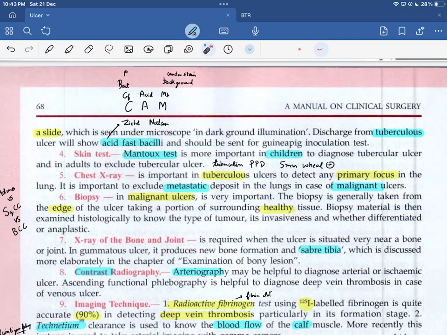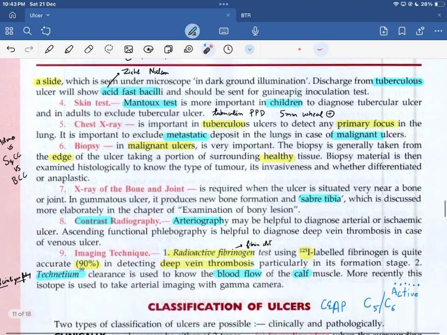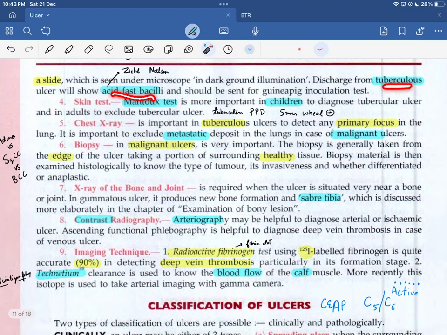So the primary stain is for the bacteria, right? And the counterstain is the background. So it will be literally pink over blue, right? So that is the acid fast bacteria, and tuberculosis is the main acid fast bacteria.